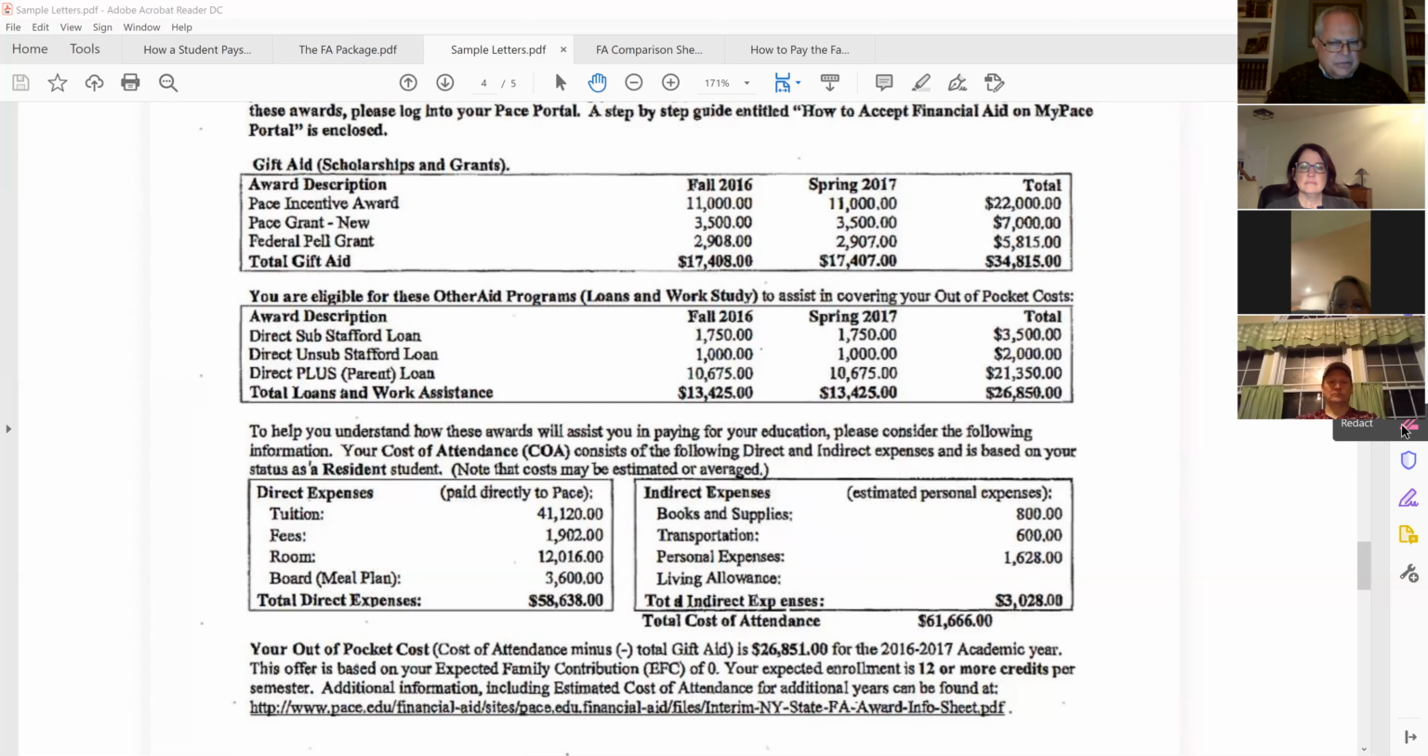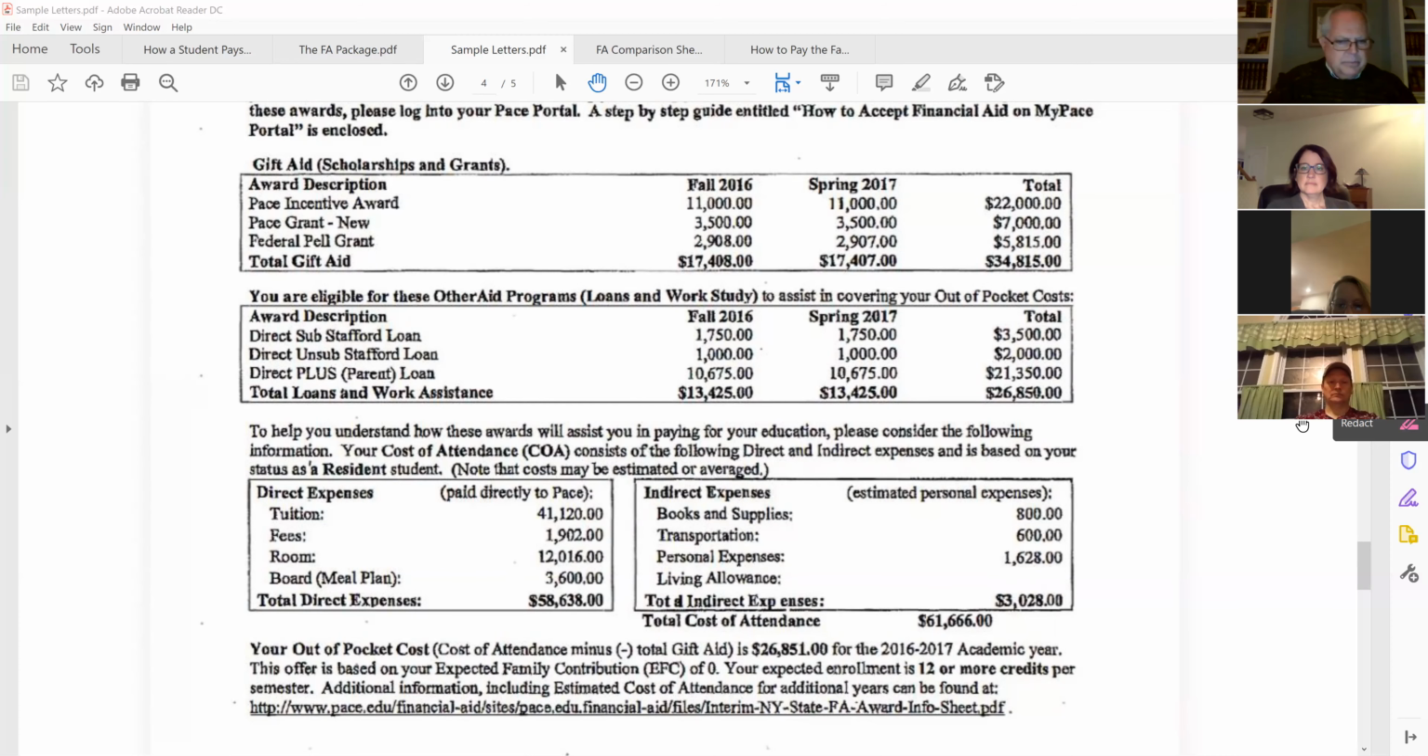Because this is a loan. So you look at it, they got 34,000 in free stuff, yes, but they're also expecting 26,000 in loans. So you need to bear that in mind. And that 21 is saying that the parent's going to take out that much in loan in their own name.